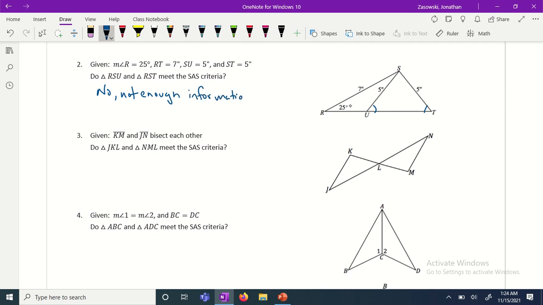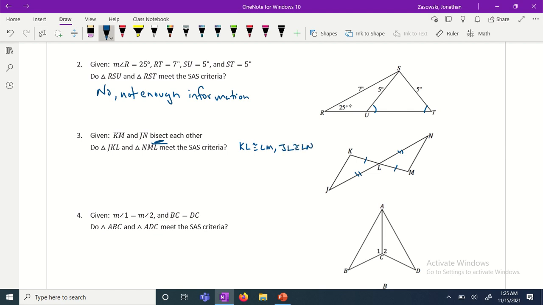Okay? All right, we'll do one more together. Given that KM and JN bisect each other, so if they bisect each other, that means that they're, keyword, bisect, right? Cutting each other in half. So these two are equal, and those two are equal. So we're going to write down KL is congruent to LM. Okay. JL is congruent to LN.